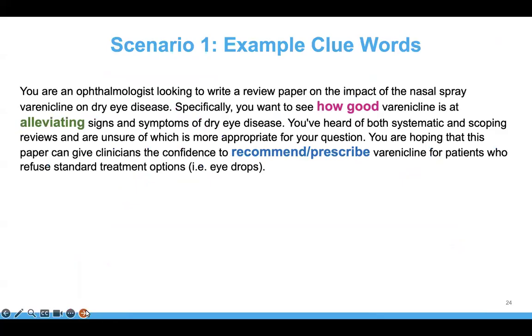If we return back to our first example on varenicline and dry eyes and dissect it for clue words, we see here that we want to see how good varenicline is at alleviating signs and symptoms of dry eyes. How good is referring to effectiveness, and alleviating is looking at a direct outcome, which is the thing that we want to measure. Then finally, the term recommend or practice or prescribe closely aligns with decision making. These terms let us know that this is leaning more towards a systematic review.